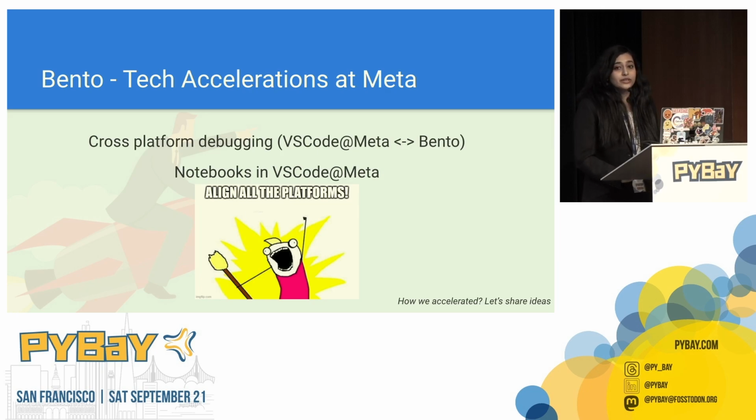Another thing that actually made a big difference in ML prototyping was cross-platform debugging capabilities between VS Code at Meta and Bento. Here, one click on a Python file would push you into a debugging session or into a Bento notebook for you to iterate with all the dependencies that your code might need. Not only this, we even moved the whole notebook ecosystem within VS Code at Meta to have this enabled in a single platform in itself.